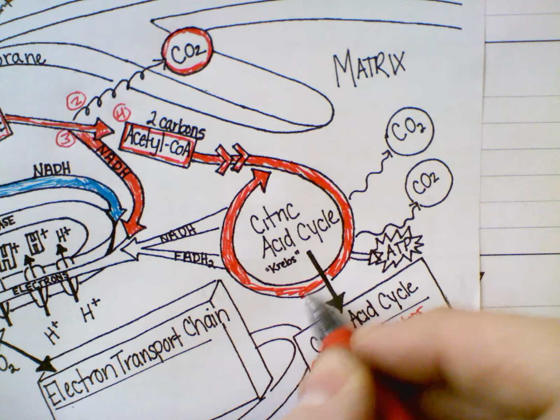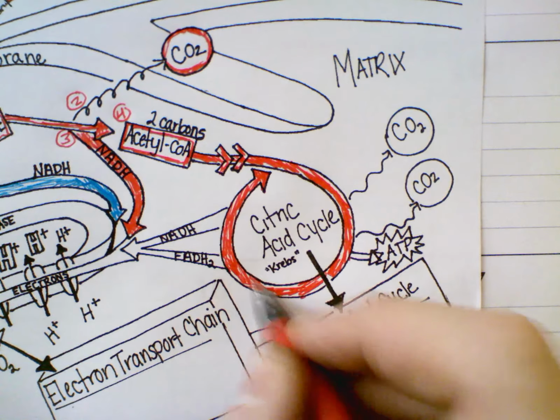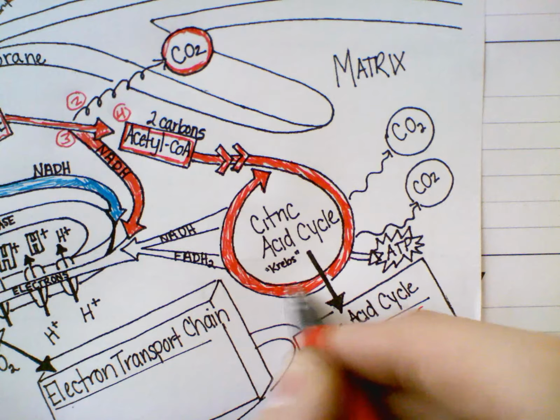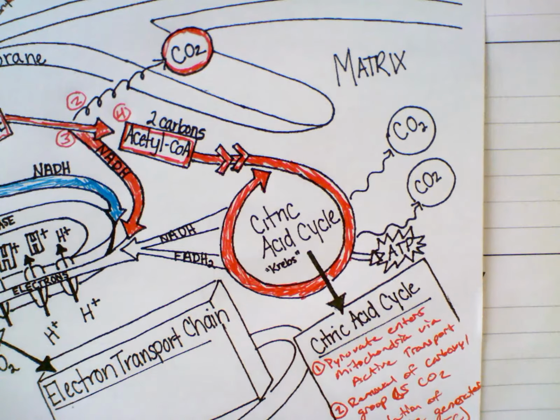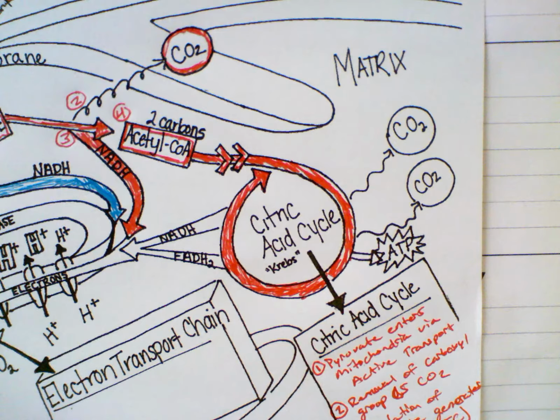The citric acid cycle is all about stripping electrons and harvesting all of the energy out of the pyruvate. We're taking pyruvate and we are just sucking it dry. We're taking out all of the free energy from this thing. And we're doing that by removing electrons and transporting those electrons as NADH and FADH2, which is just another electron transporting molecule.